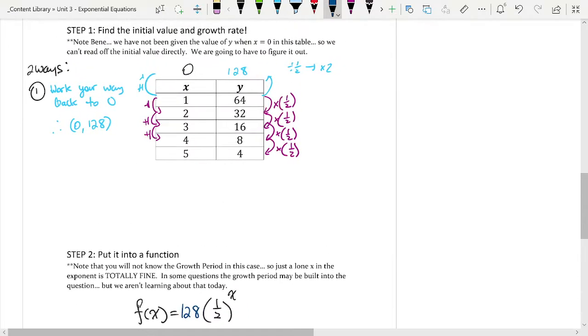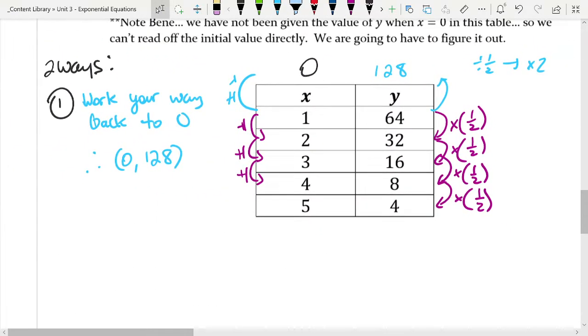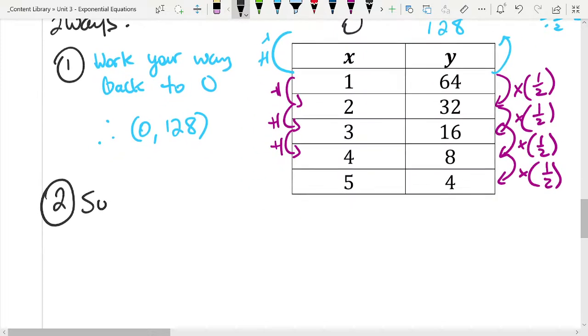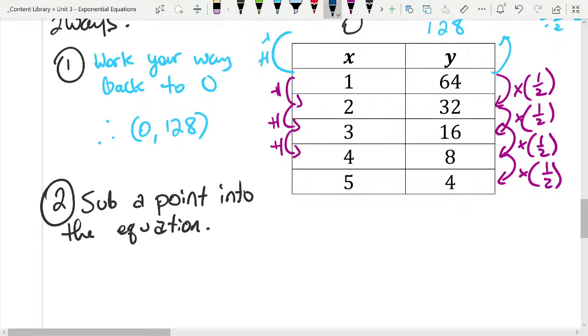But keep in mind that if it was hard, we could always do what you probably did a million times in grade 10 math, and we've done a couple times here as well, which is we could always sub a point into the equation, right? So if we didn't know it, if we had an ugly table with numbers that didn't work, and what we had was y equals a times a half to the exponent x, we could sub a point in. Does it matter what point you pick?